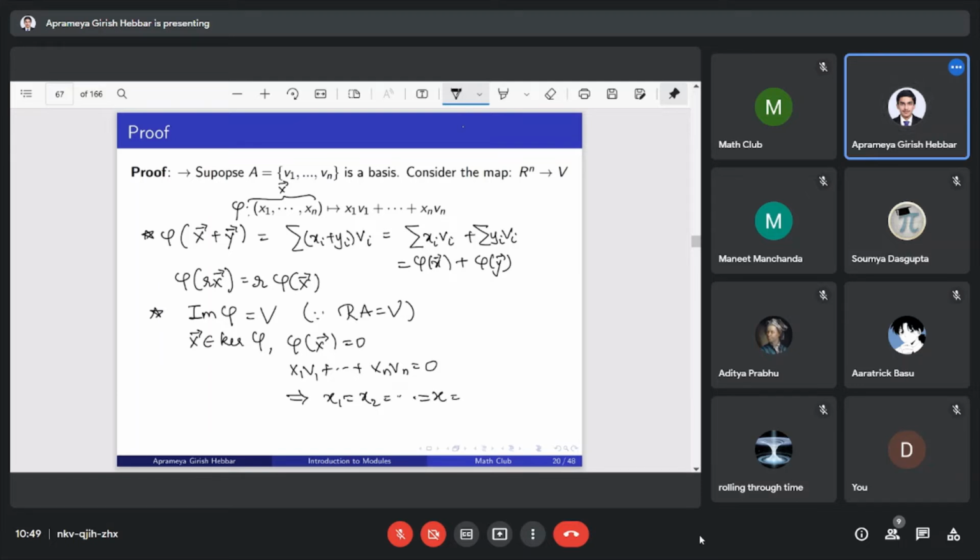So note that the only place we have used the linear independence of A is in proving the injectivity of phi. So what have we proved? We have proved that phi is an isomorphism. This would mean that R^n is isomorphic to V.